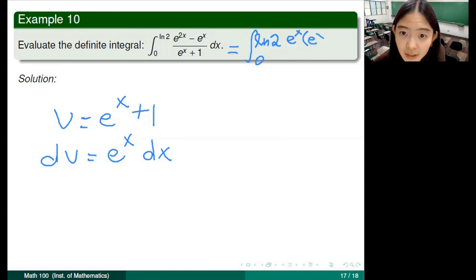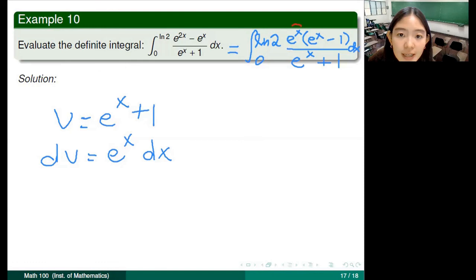Siya ay magiging e raised to x. And then, pag divide ang e raised to x sa sarili niya, then that will just be 1. E raised to x dx absorbed by du. Yung e raised to x plus 1 ay simple. Siya ay magiging u lang rin, no? Pero paano yung e raised to x minus 1?